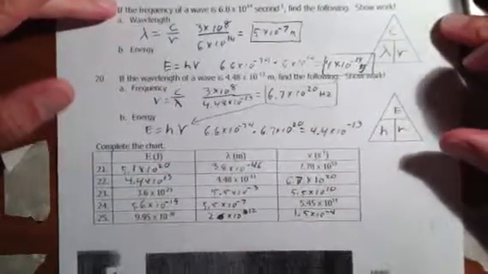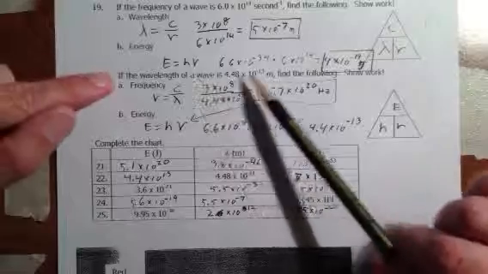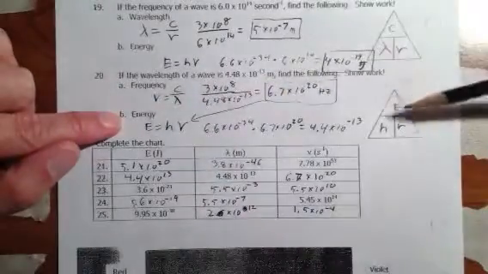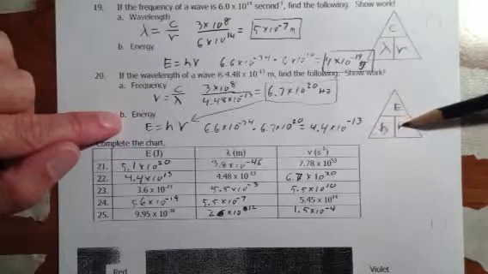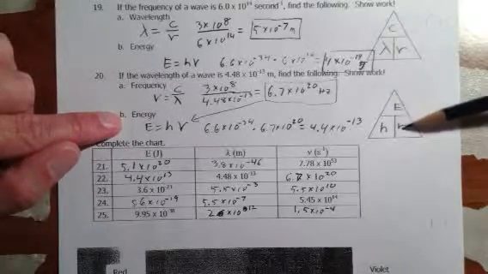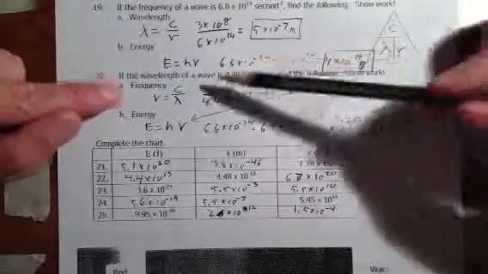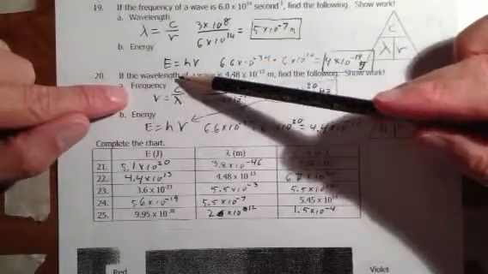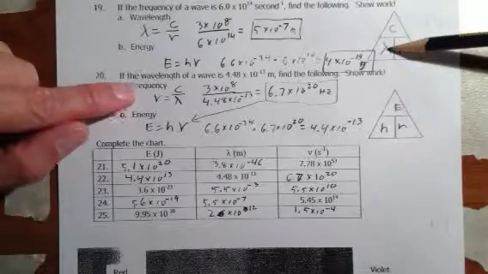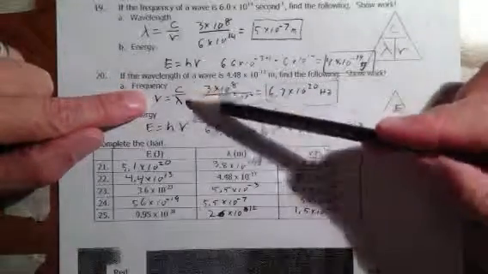The next one's a little trickier. If the wavelength of the wave is, find the following, frequency and energy. Well, if you're trying to find energy, there is no wavelength given, so you cannot use this equation. So how do we find energy? Well, we have to know frequency. So we'll have to use our equation first with wavelength, using our wavelength equation. So we'll find our frequency, c divided by lambda.